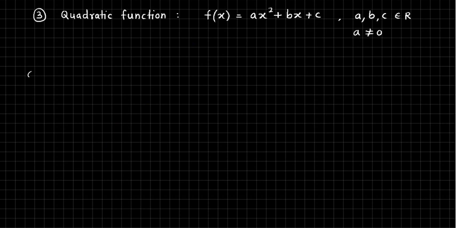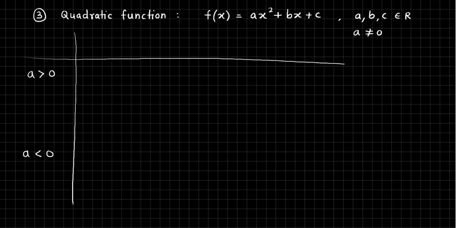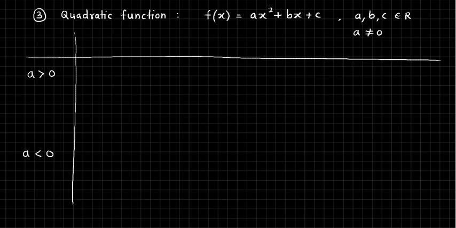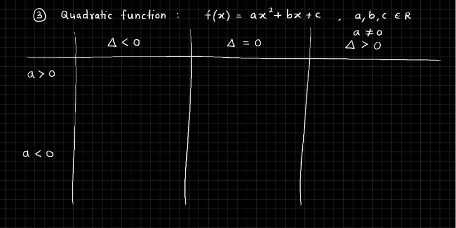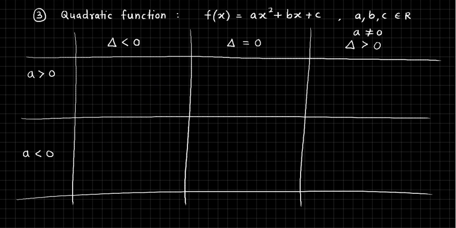we have to consider two cases, that is, a is positive and a is negative, right? Also, for the quadratic expression we have the value of the discriminant, right? So the discriminant can be less than 0, equal to 0, or greater than 0. Based on this we'll have 3 possibilities. So in all we have a total of 6 possibilities of the graph.